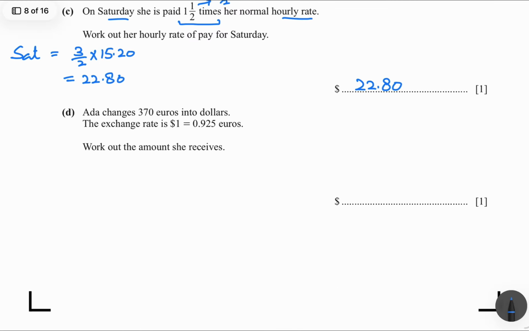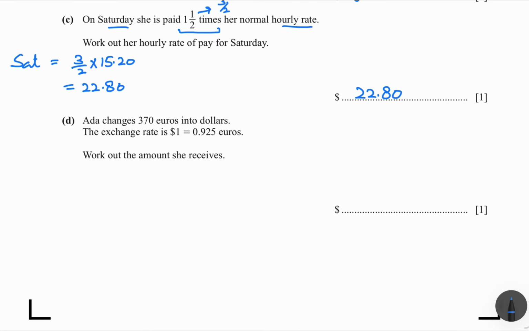So that's how you can solve it, just multiply the normal rate by 3/2. Now Ada changes 370 euros into dollars. Okay, the exchange rate is $1 equals 0.925 euros. So here we have euros, let me write, and this side we have dollars. So $1 is equivalent to 0.925 euros, right? So we are looking for 370 euros.